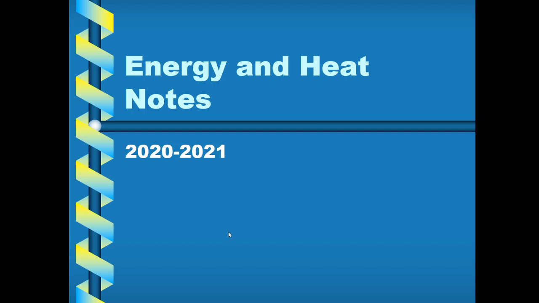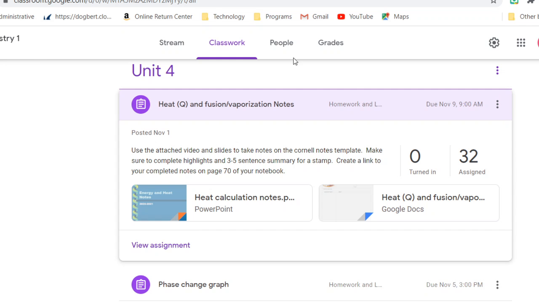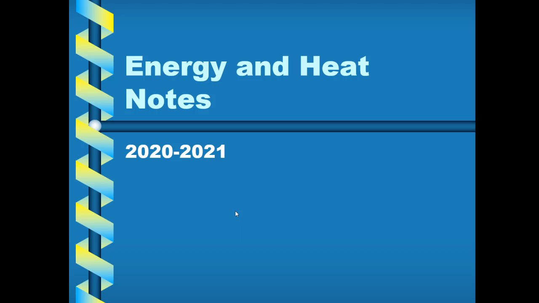All right, so these are going to be our notes on heat and energy. If you haven't opened your classroom, go ahead and start. It's on heat, Q, and fusion vaporization notes. I'll tell you what those are. But here's my slides, and then here's the Cornell notes. You're going to make sure that you highlight at the end and write a 3 to 5 sentence summary for me. And then you're going to link your completed notes onto page 70 of your notebook. All right, so let's go ahead and get started.